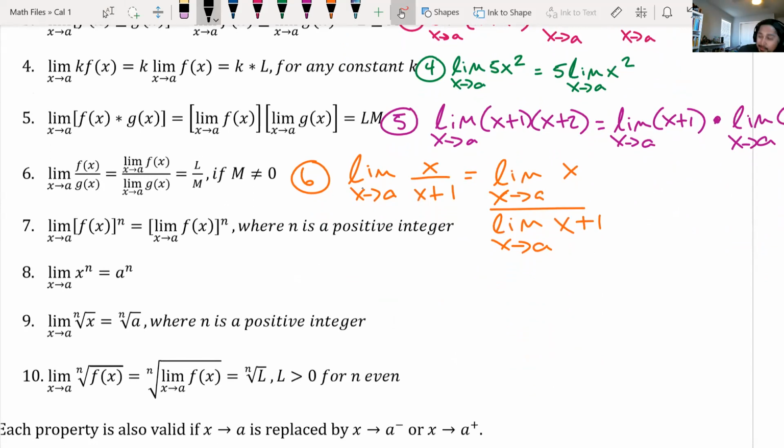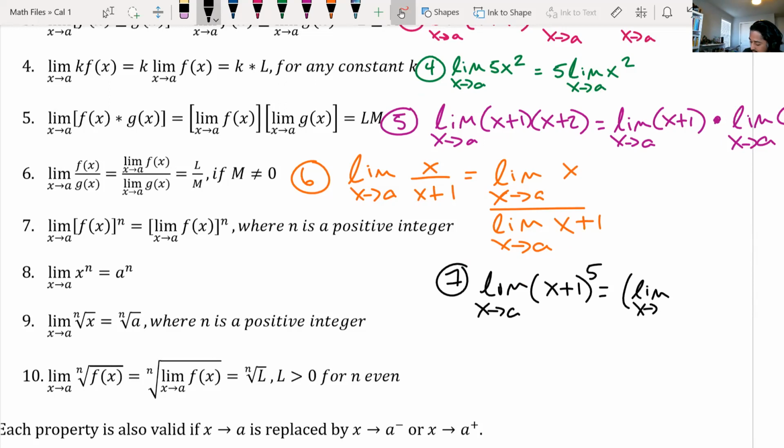All right. Number 7 says if you have the limit of a power function, f of x to the n, you can apply the limit inside the parentheses. So for number 7, what could I say? The limit as x approaches a of x plus 1 to the 5th power can be rewritten as the limit as x approaches a of x plus 1, all to the 5th.